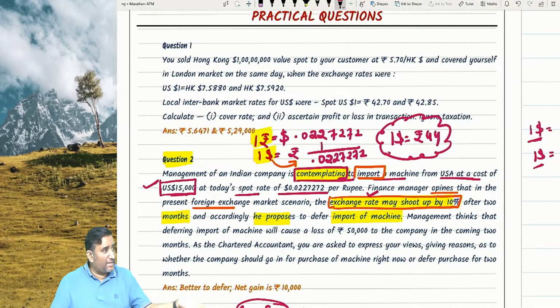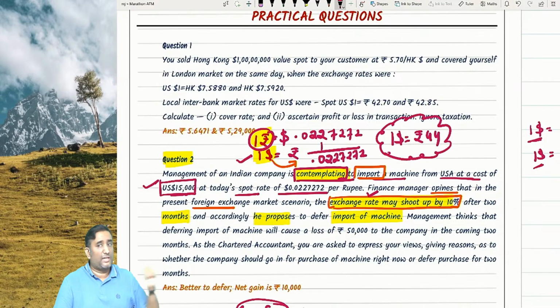I am telling you, even if I dictate the note, you will not remember it in the exam. Some of you might say, sir, he gave 1 rupee is equal to this $0.0227272. Hence, he would be talking about rupee only. If I was setting a paper, I would give you $1 is equal to this and still give you the same language. It's you who has to apply a brain that which currency is shooting up. Importer is benefiting when the currency is shooting up.